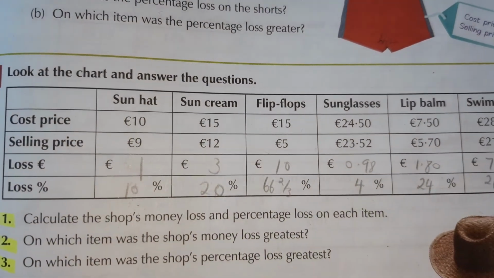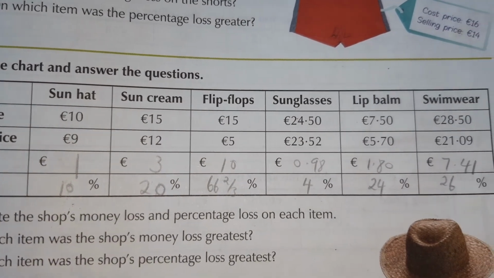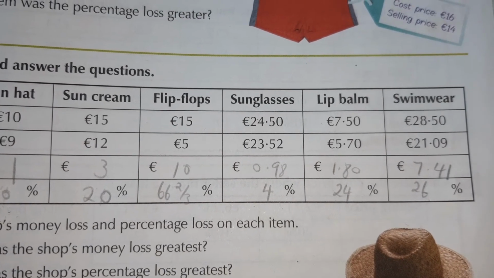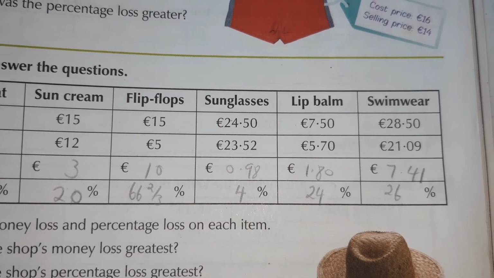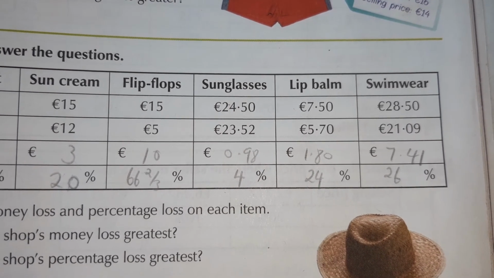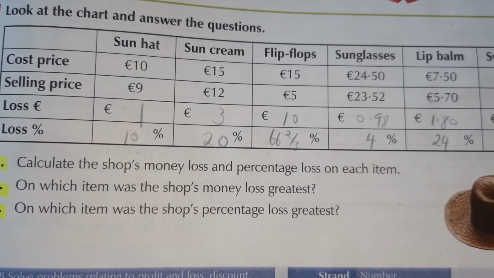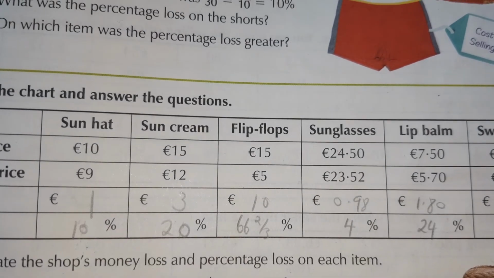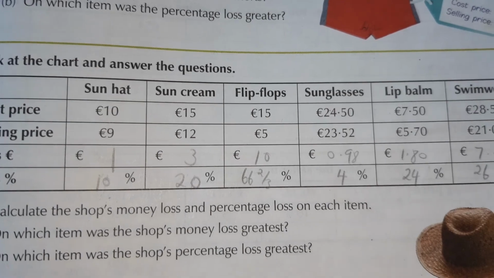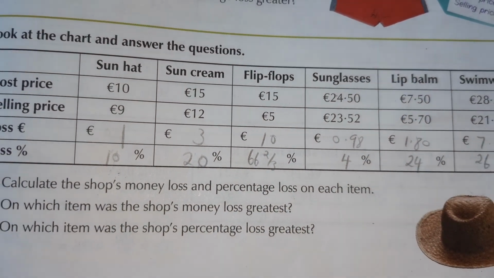So looking at the chart there, the sun hat, the loss was €1 or 10%. Sun cream, €3 or 20%. Flip flops, €10 or 66 2/3%. Sunglasses, 98 cents or 4%. Lip balm, €1.80 or 24%. And swimwear, €7.41 or 26%. And on which item was the shop's percentage loss greatest? You can see it there on the flip flops, 66 2/3%. That's it for these two pages. I'm going to do the other one separately. So I'll talk to you later, Daniel. Take care. Bye.